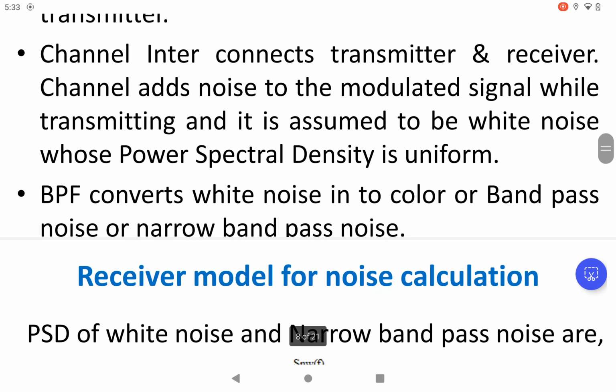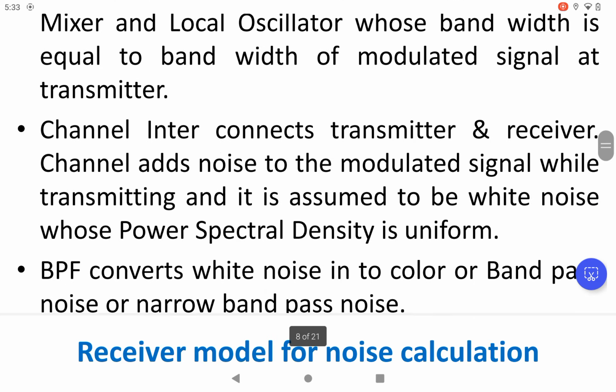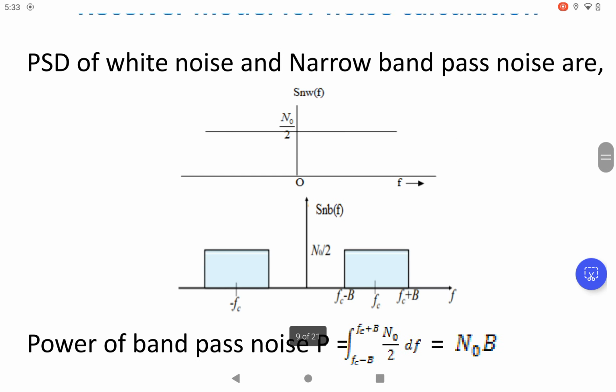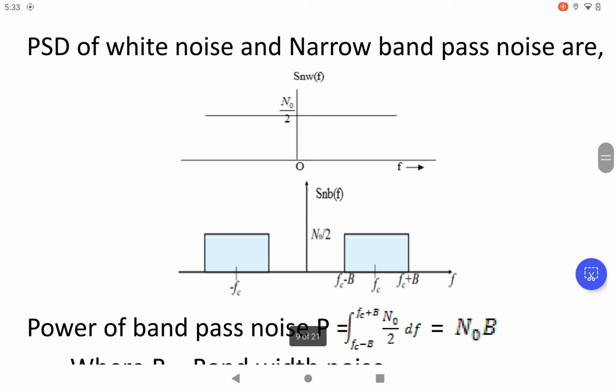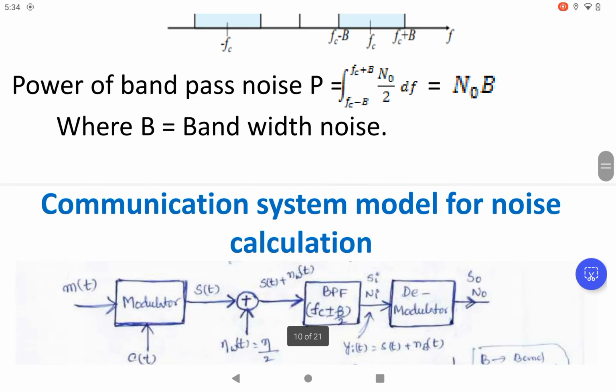Now we see the spectral density for this noise calculation. This is the power spectral density of white noise. On the x-axis we have frequency, and the noise power spectral density has a magnitude of N0 divided by 2. Where P is equal to N0 into B. N0 is the noise and B is the bandwidth of the noise.